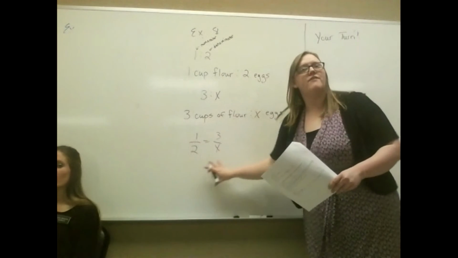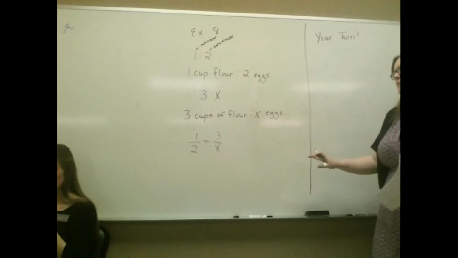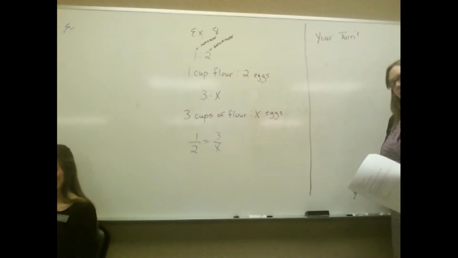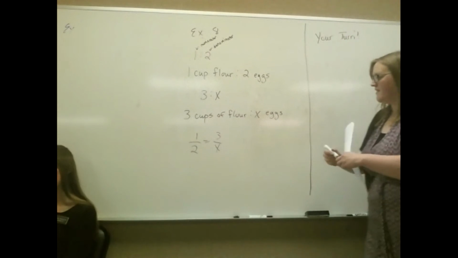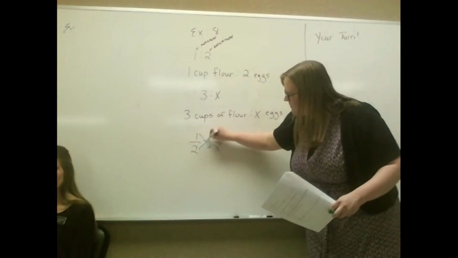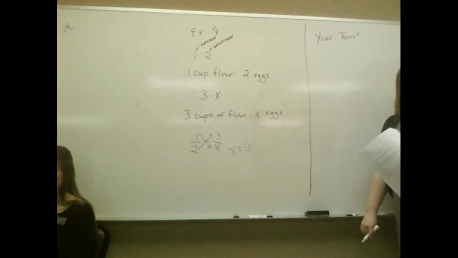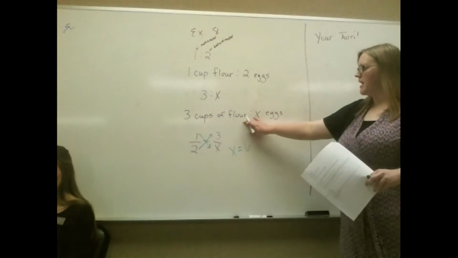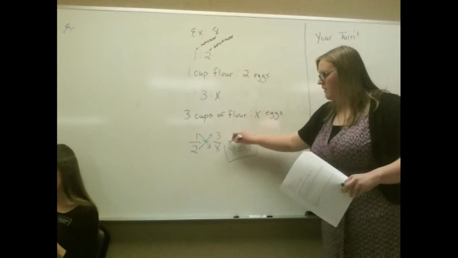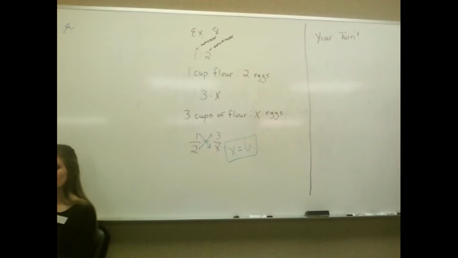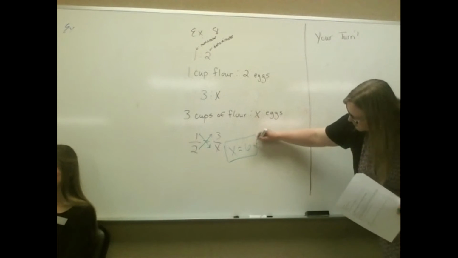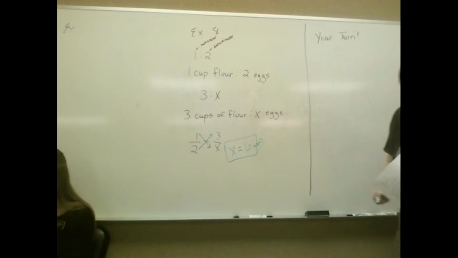All right, so here we have our equation. So we are to Mariah. Mariah, what should I do now? Cross multiply. Okay, so I'm going to get X equals 6. I didn't even have to do any dividing on that one. So that means if you have 3 cups of flour, you should have 6 eggs. And I could stick it in here. There we go, 6 eggs.